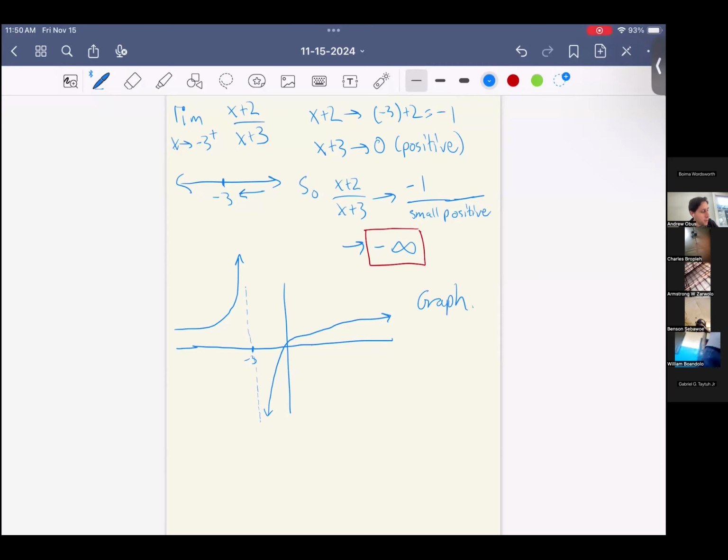Okay, and in fact, there's going to be what's called a horizontal asymptote over here, at y equals 1, but let's not worry about that yet. Okay, but the point is, as you go to -3 from the right-hand side, you're going to minus infinity. As you go to -3 from the left-hand side, you're going to plus infinity.